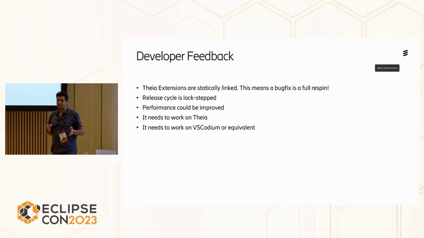So, because of that, your releases are lockstepped. If there's a bug in the platform, you make a release. If there's a bug in your plugin, you make a release. This is an n-squared problem. You don't want this. Now, the performance could have been better, but not the performance of the software.